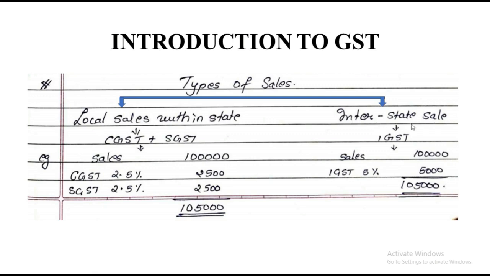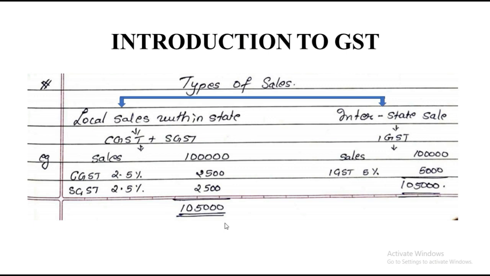Now this example states that let's say we have a 1 lakh rupee sale done. In either case, whether it is within the state or between two different states, it is 1 lakh. Let's say the GST charged is 5%. That 5% will get divided under CGST and SGST in the form of 2.5% each on the sale of 1 lakh rupees. So that will be 2,500 each, which comes to 1 lakh 5,000. This is the case when you have local sales.